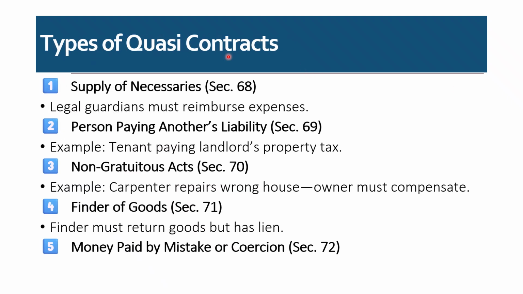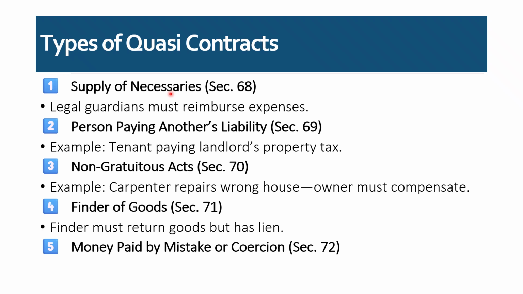Now let's understand what are the different types of quasi contracts. We say that quasi contract fall under section 68 to 72 of the Indian Contract Act. So let's start with section 68, which is supply of necessaries.